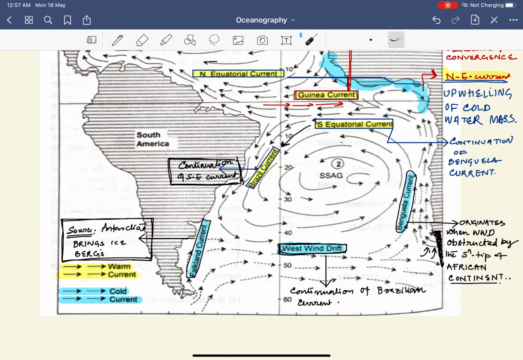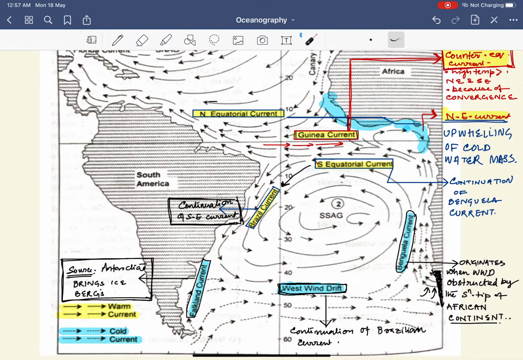Next, within the South Atlantic Ocean, it is the South Equatorial current that leads to the development of the Brazilian current. This Brazilian current is a warm current. As you can see, warm currents are color coded with yellow and cold currents with blue. The Brazilian current moves towards the south and gives rise to the west wind drift. What is this west wind drift?